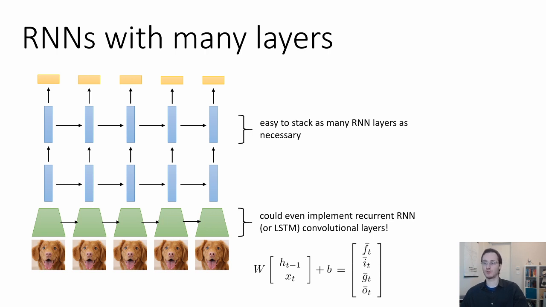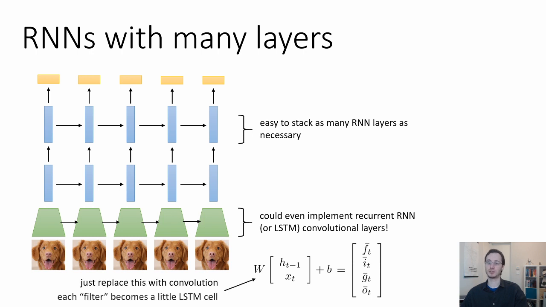Basically, you have this operation for the LSTM. This is the only operation that uses learned parameters in the LSTM. And you just replace this with a convolution. So as I had it on the slide, it was a matrix multiply, but you would instead do a convolution, which basically means that every filter becomes a little LSTM cell. So every filter takes in its current receptive field as input and the previous h_{t-1}. And you can just think of those getting concatenated.